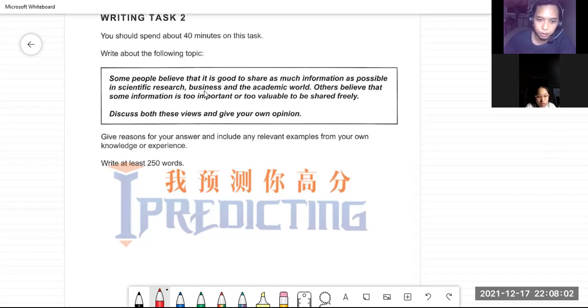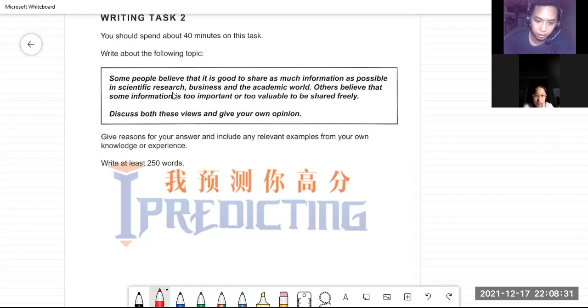What about business and the academic world? Do you know what it is? I think business is the information about companies and the academic world is about school life. Okay. So this is the main topic, the scientific research.